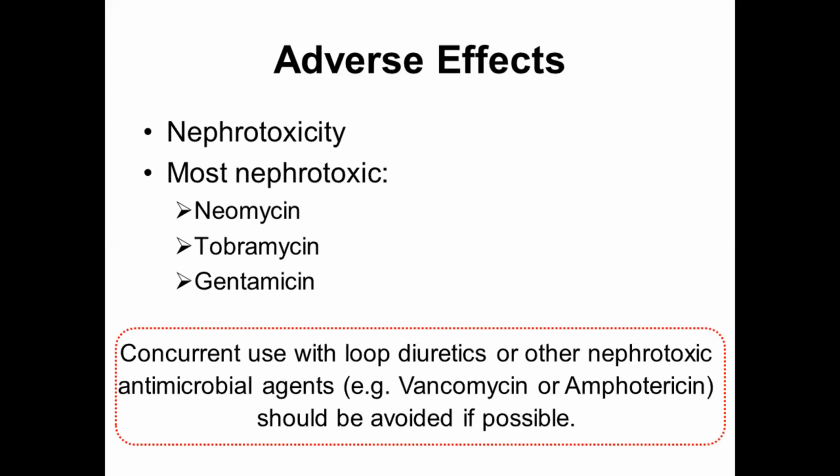Also, aminoglycosides are known to be nephrotoxic. So when these drugs are given, they need renal adjustment. The most nephrotoxic are the following: neomycin, tobramycin, and gentamicin. And concurrent use of loop diuretics and other nephrotoxic antimicrobial agents should be avoided as much as possible. For example, vancomycin is also nephrotoxic, and amphotericin B is also nephrotoxic. So relatively, it can damage the kidneys of the patient.